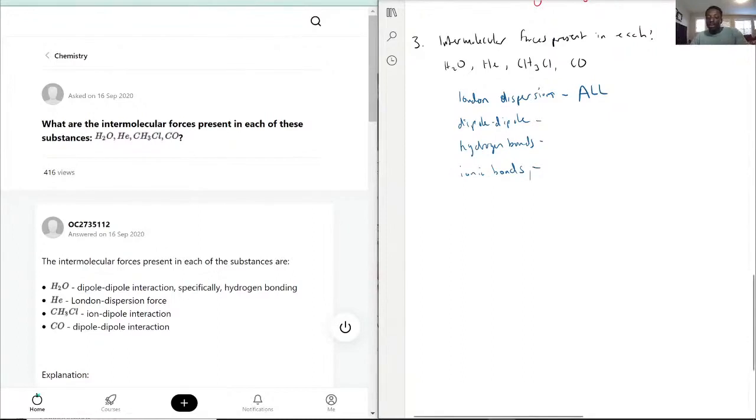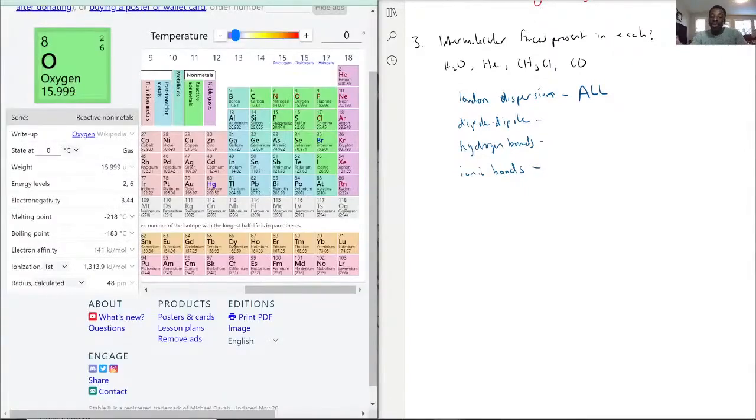Let's start with dipole-dipole, because as I said, everything has London dispersion forces. It's like the basic force that, if you think of these atoms as planets, when they pass by, they're always exerting a little gravitational force towards each other. It's almost negligible, but it is a force included there. Now dipole-dipole bonds specifically refer to your periodic table, your electronegativity.